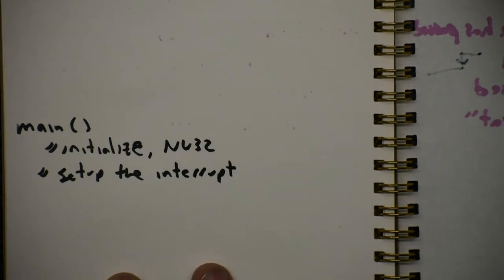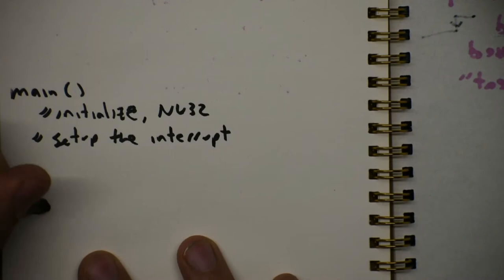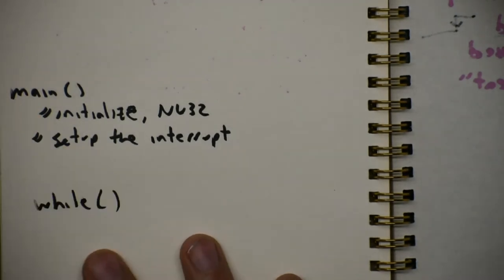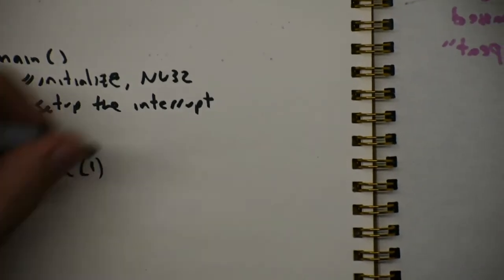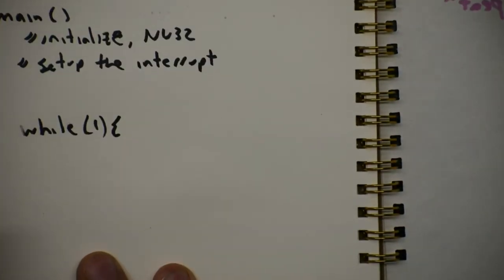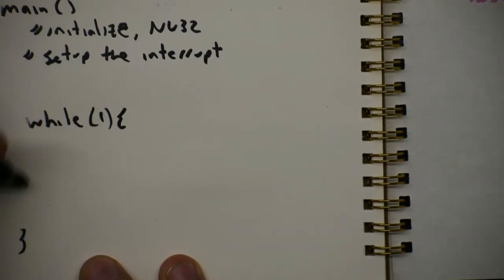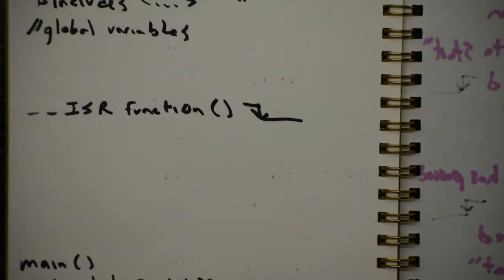Then eventually we come to our while(1) loop. This is the infinite while loop. And potentially we could have nothing happen in the infinite while loop, or we could try to stick some of the code in here. So let's try to build this up a little bit more.